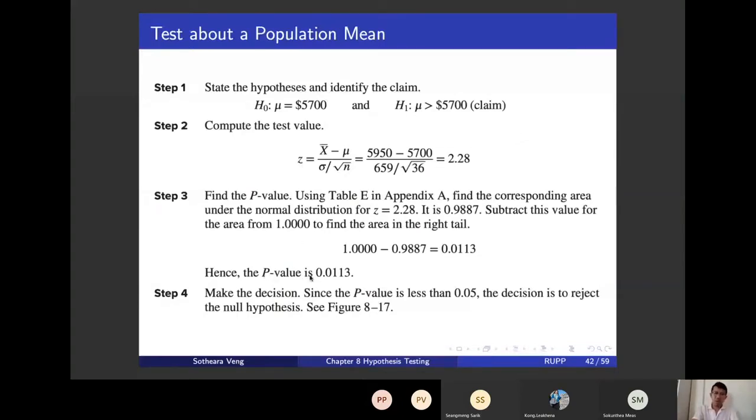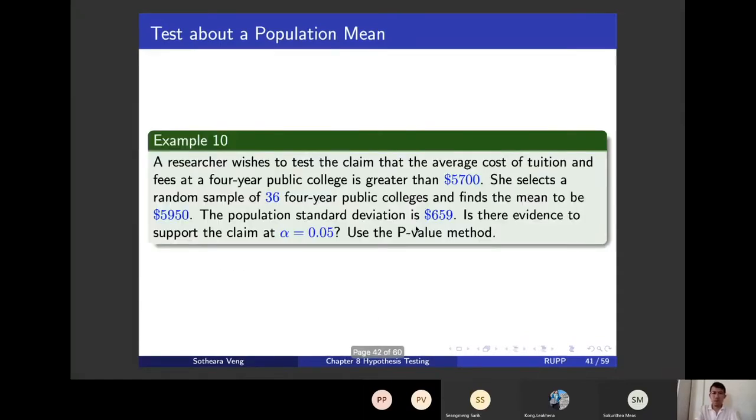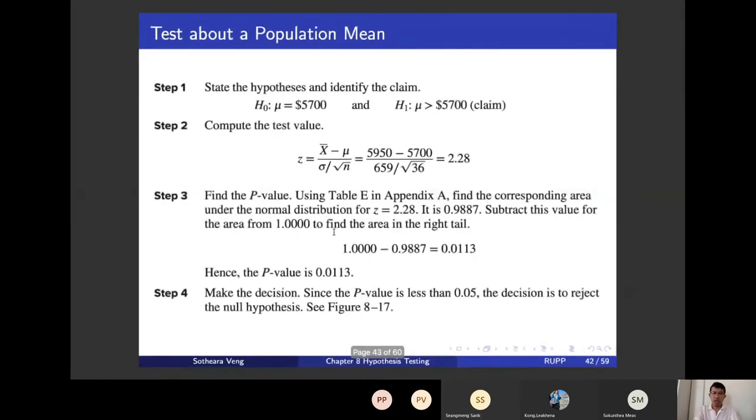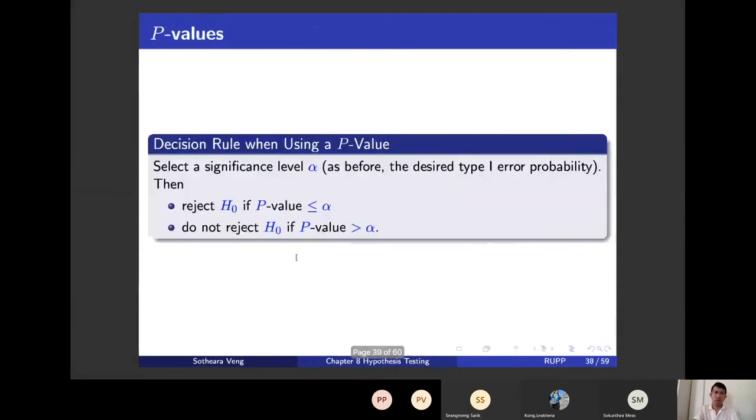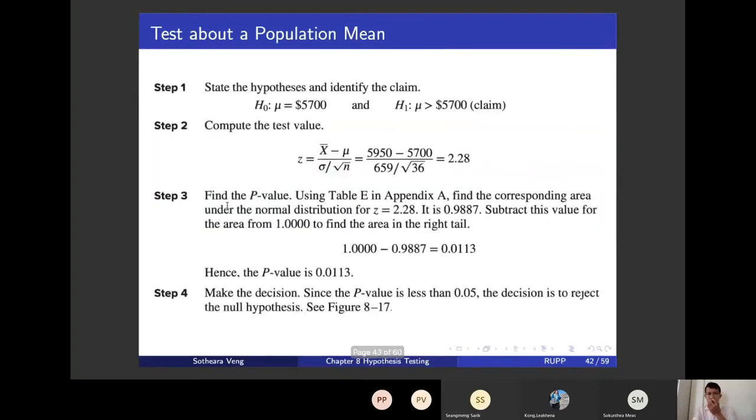So now you found that the p-value is 0.011, and the significance level you chose beforehand is 0.05. In this case, your p-value is less than the significance level. Based on the decision rule, when the p-value is less than the significance level, you have to reject H0. So this is your decision: you have to reject it.